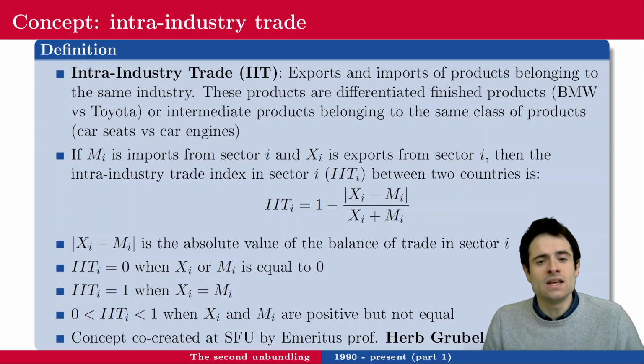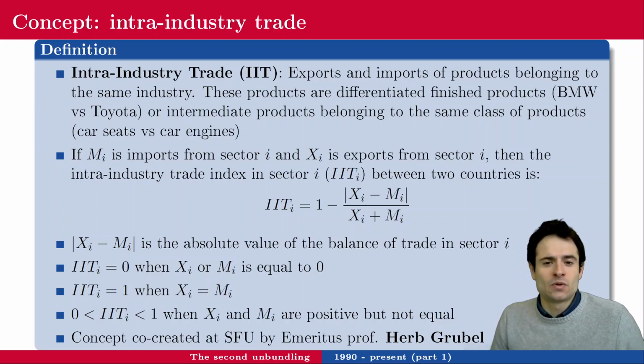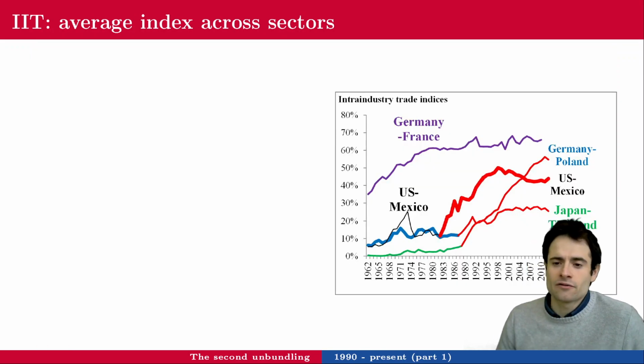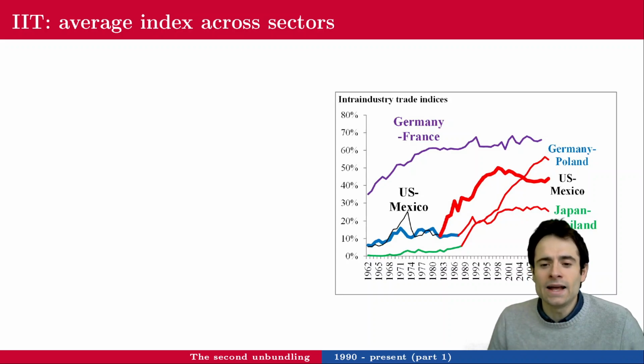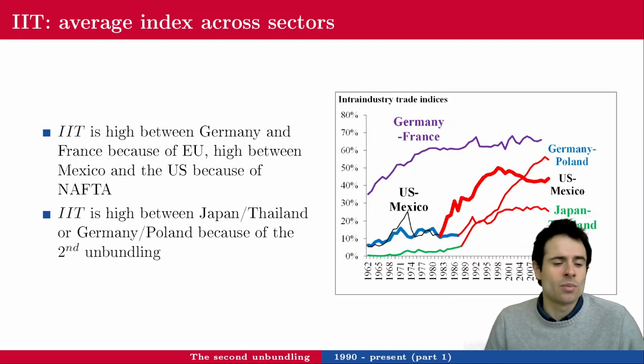The idea is that if you limit this to specific countries, you can look at the imports and exports between 2 countries. And so this allows us to look at the dynamics of trade between trade partners. In particular, here we have 2 high IITs due to free trade agreements, regional trade agreements, but 2 of them are due to the second unbundling. And there are many more.